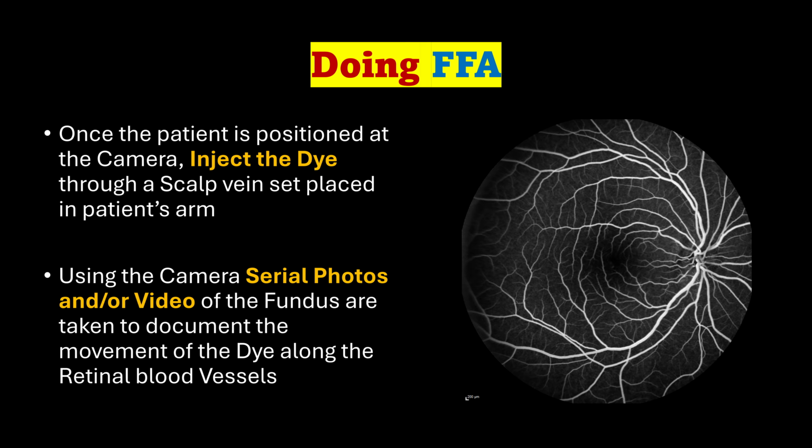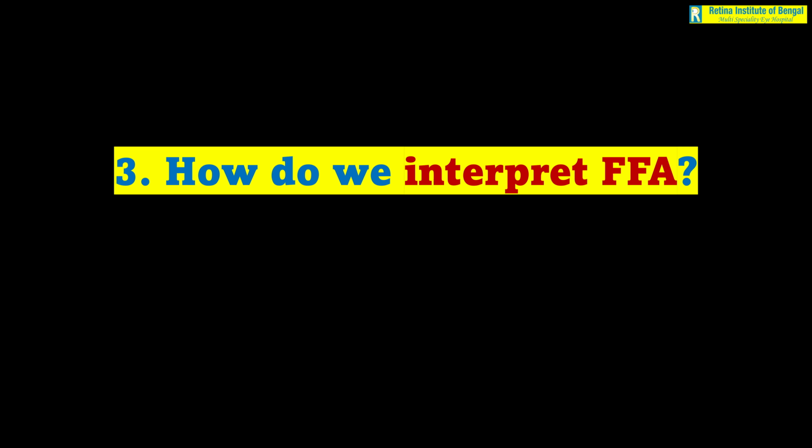So this is how we do the angiography. Now let's see how we interpret a fundus fluorescein angiography report. There are two things that we look for when we are interpreting a fundus fluorescein angiography, videos or photos. One, is the dye flowing at the expected speed?